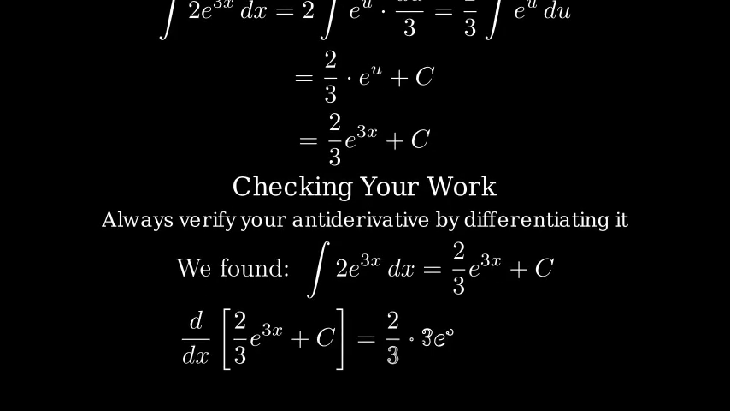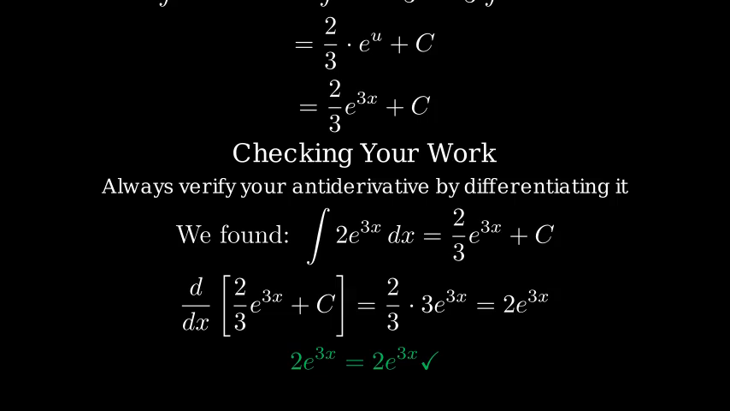Now we differentiate. The derivative of 2/3 e to the 3x plus c equals 2/3 times 3 times e to the 3x, which equals 2e to the 3x. This matches our original integrand, confirming that our antiderivative is correct.